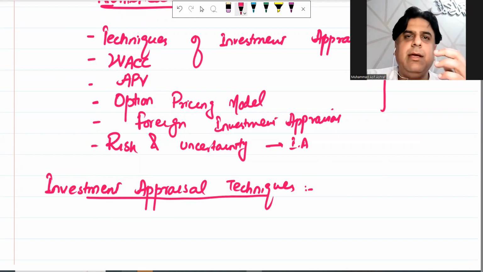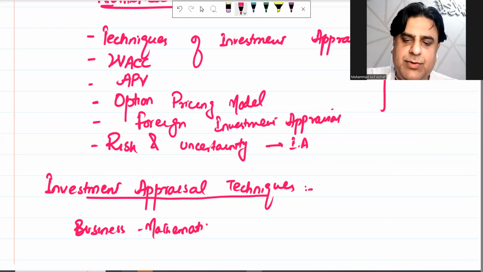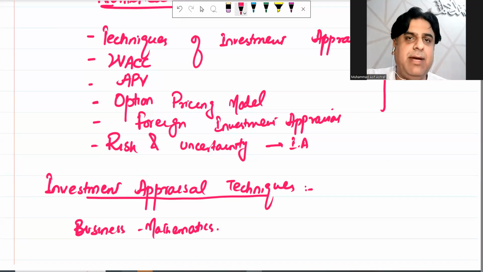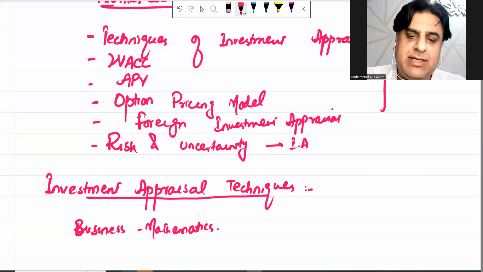One of the prerequisites of financial management is the knowledge of business mathematics. So before moving to the detailed knowledge of investment appraisal techniques, I would like to give you the business mathematics knowledge which is required in this paper, because in a lot of calculations you have to apply your basic business mathematics knowledge. For that purpose, my first lecture will definitely be based on business mathematics issues.